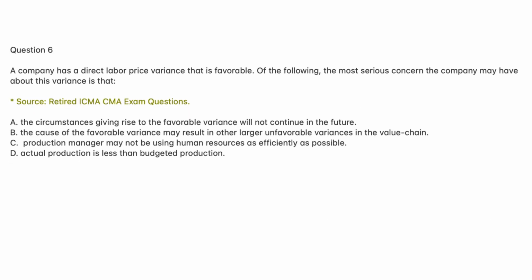Question 6. A company has a direct labor price variance that is favorable. Of the following, the most serious concern the company may have about this variance is that A. The circumstances giving rise to the favorable variance will not continue in the future. B. The cause of the favorable variance may result in other larger unfavorable variances in the value chain. C. Production manager may not be using human resources as efficiently as possible. D. Actual production is less than budgeted production.